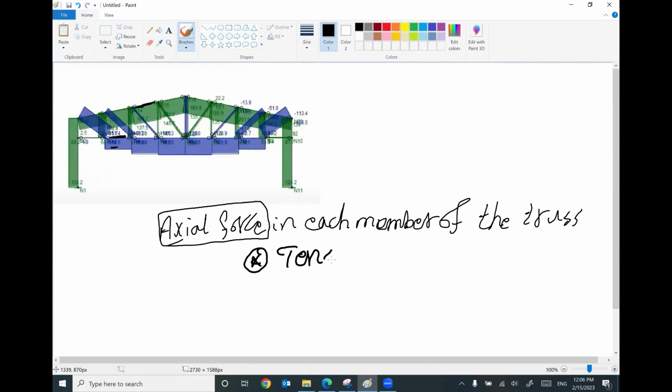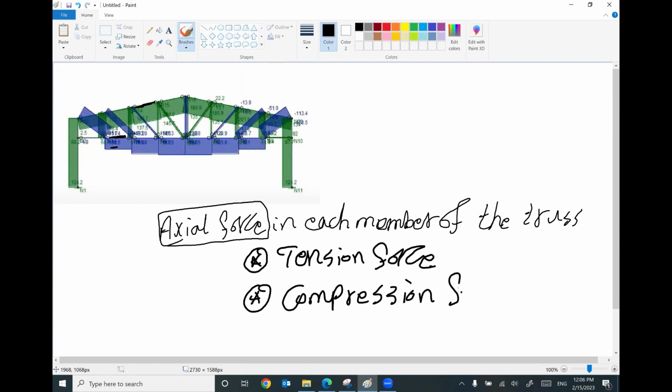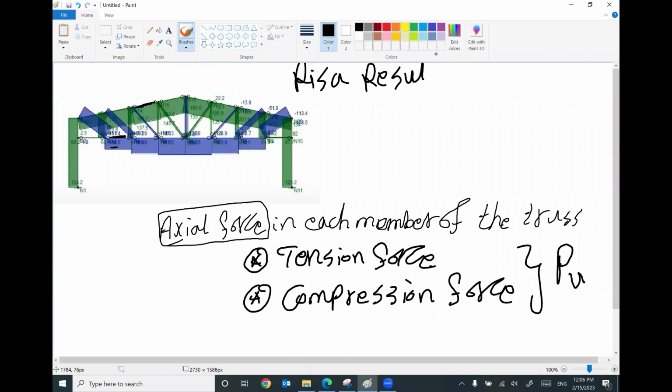Keep in your mind, these axial force in each member of your truss can be tension force, or can be compression force. We will have a value called P ultimate. This P ultimate can be read from RISA results after you solved your truss under the effect of the loads you calculated before. This force, which is called P ultimate, can be tension force.